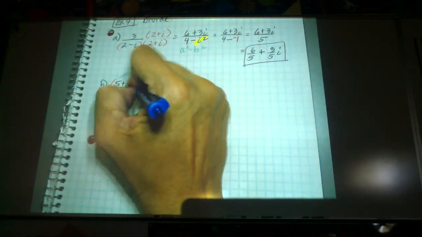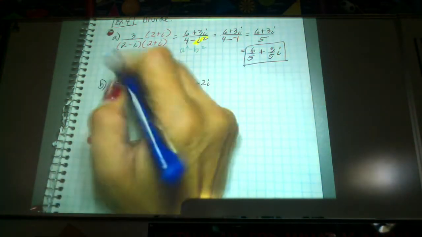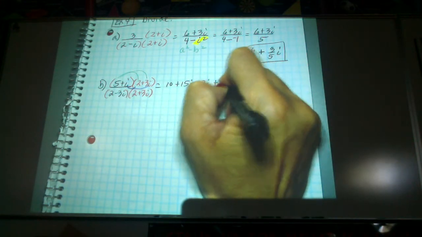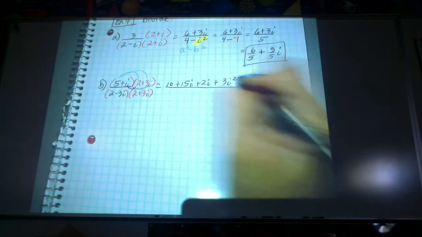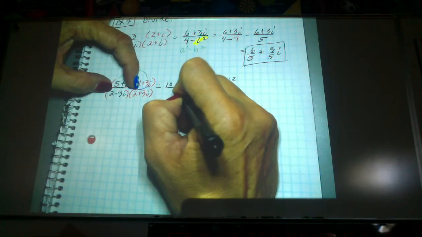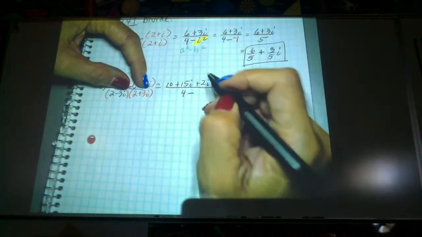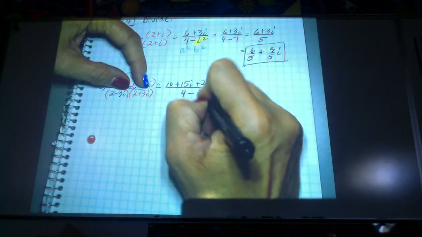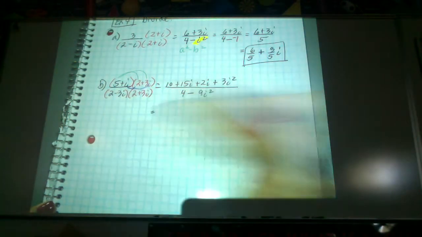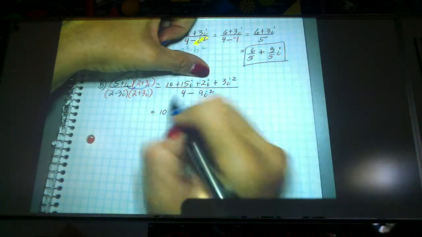Then i times 2 is 2i. And i times 3i is positive 3i squared. All divided by, use your difference of two squares factor pattern. So take the first two terms, square it, so 2 times 2 is 4, minus, multiply these two terms together, 3i times 3i, 9i squared. Then we're going to combine like terms. So I've got a 10, 15i and 2i is 17i.